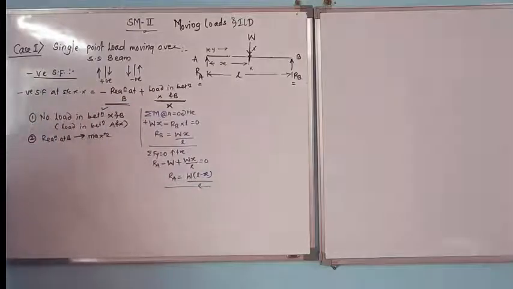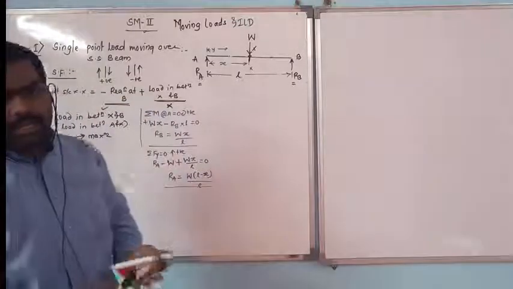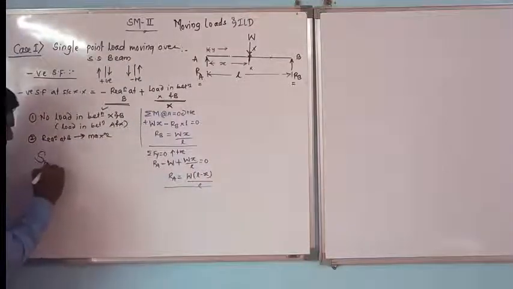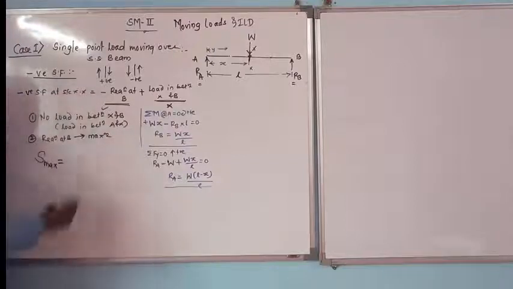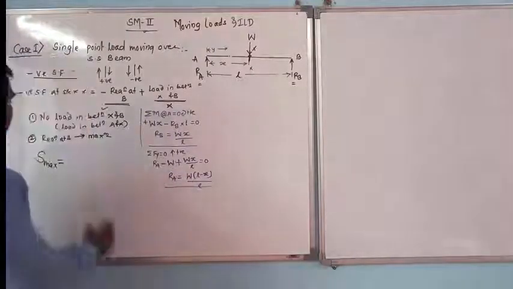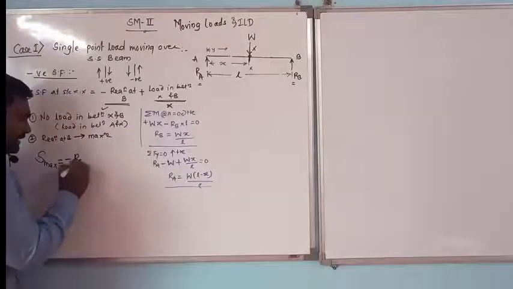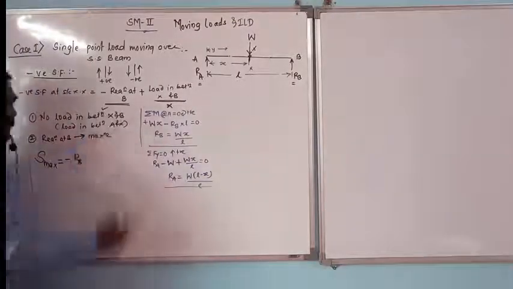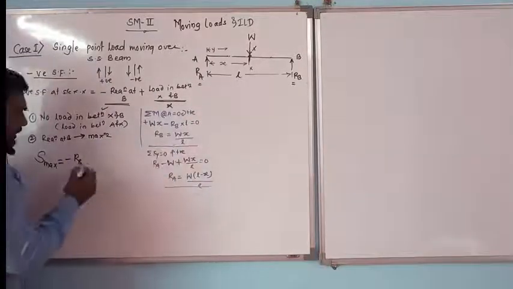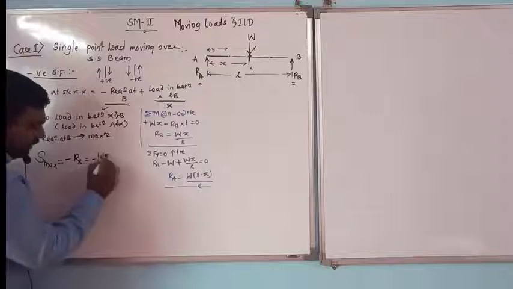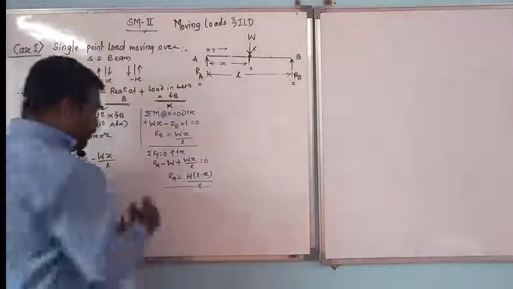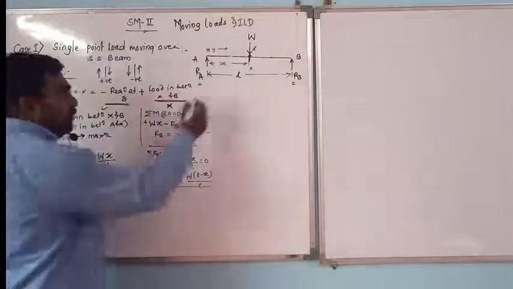This we have calculated. Now, once we have calculated RA and RB, we are moving to the maximum negative shear force. I will write this maximum negative shear force as S max, and it is minus RB. It is the reaction at B only; this term we have neglected. So the reaction at B is minus Wx by L. So now, once I get this, we are going to draw the shear force diagram.